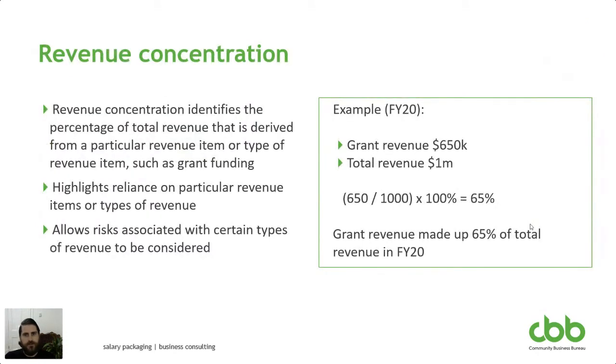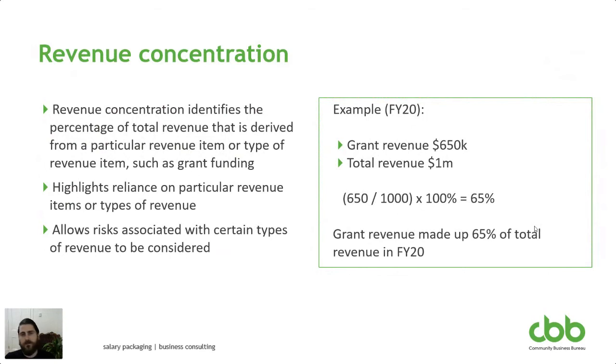Revenue concentration identifies the percentage of total revenue that is derived from a particular revenue item or a type of revenue item, such as grant funding. So you will recall that this was covered in our topic specifically on revenue. So this highlights the reliance on a particular revenue item or types of revenue. And it also allows risks associated with certain types of revenue to be considered.